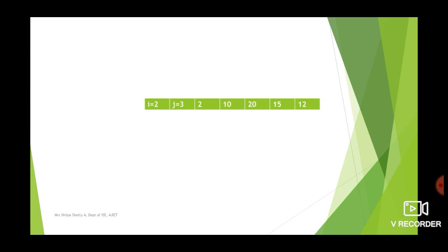So the third element is 20 and the fourth element is 15. So first 20 and 15 get compared, and because 20 is greater than 15, we will swap 15 and 20. So 15 will come to 20's position and 20 will occupy 15's position. That is, the elements of the third and fourth position get swapped. So you can see 15 and 20 are interchanged now.